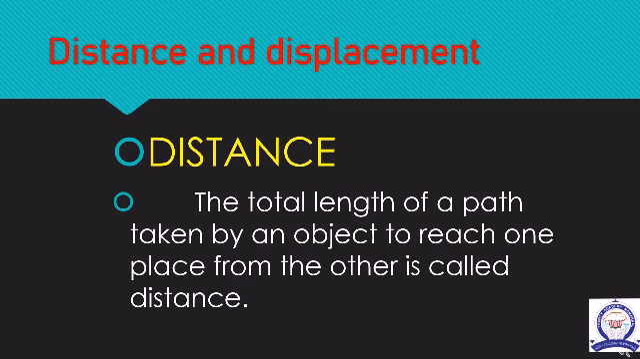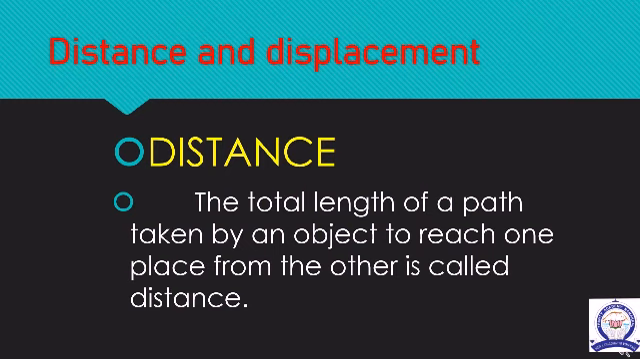Next we have to see distance and displacement. Distance and displacement are two quantities that seem to mean the same but are distinctly different, with different meanings and definitions. Distance is the measure of how much ground an object has covered during its motion, while displacement refers to the measure of how far out of place an object is.